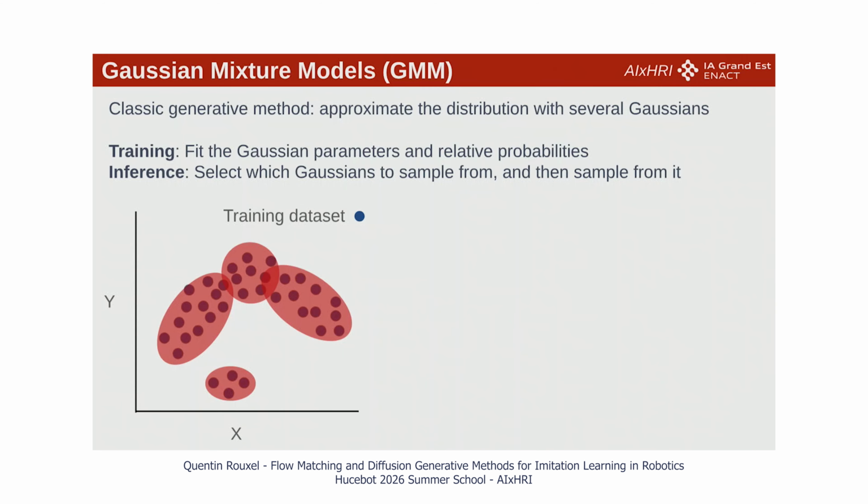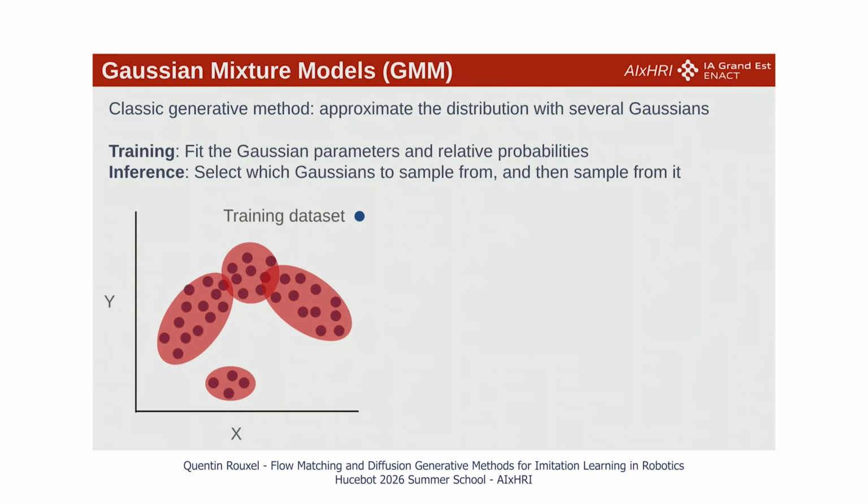And then we learn the parameters of these Gaussians, so the variance and the position of each Gaussian, as well as the relative weight between each of them. And when we have that, we can sample new points in this distribution by just selecting which Gaussian we want to sample, for example, this one. And when we know this Gaussian, we can sample from it to generate new points of the distribution.